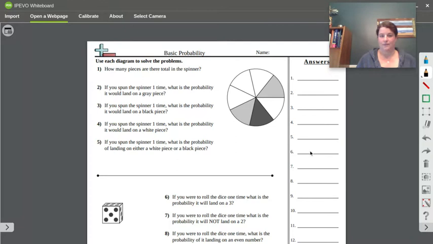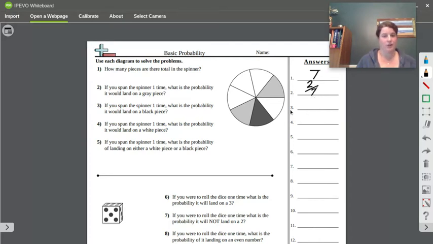All right. For number 1, we'll go over all these answers together just so that everybody gets it. How many pieces are there total in the spinner? Well, that one's pretty easy. There's 3, 4, 5, 6. There are 7 pieces total in the spinner. If you spun the spinner 1 time, what's the probability it would land on a gray piece? Here we have 2 gray pieces out of 7, so we would have 2 sevenths.